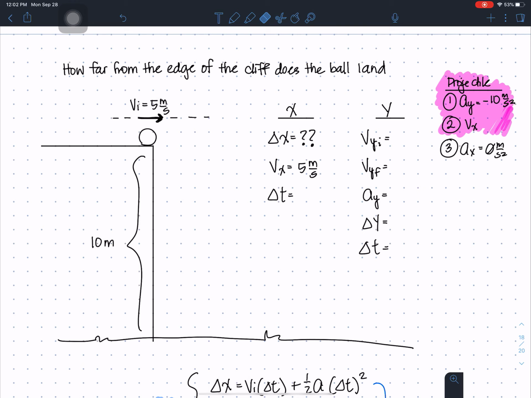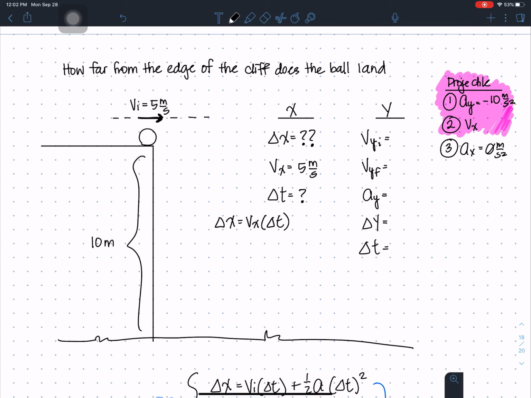And for the rest of us, we can just recognize that if an object is moving horizontally off the edge of the cliff, all of the velocity is horizontal. Now we don't know delta t, so right now we are stuck, because we would write down our equation delta x equals Vx delta t, and we'd see that we don't have enough information to solve this problem. So our next step is to look at the y direction.